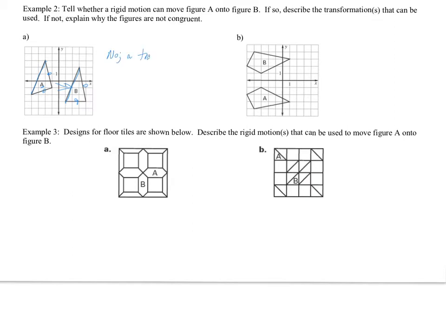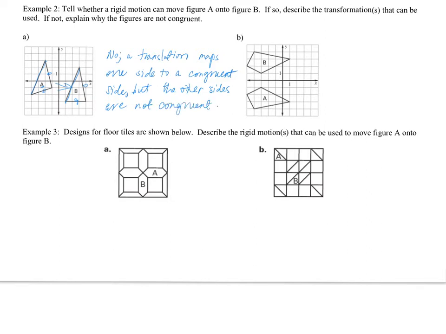a translation maps one side to a congruent side, but the other sides are not congruent.